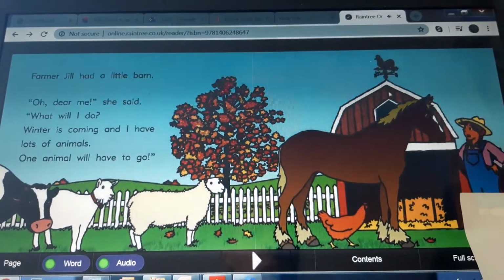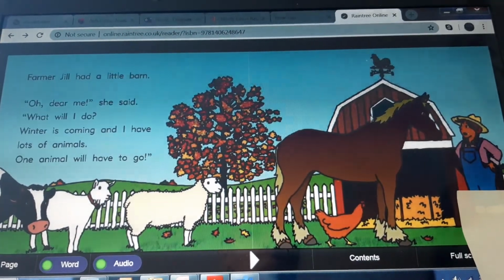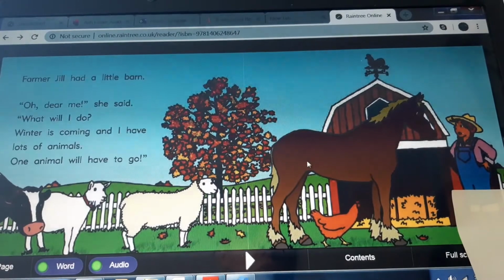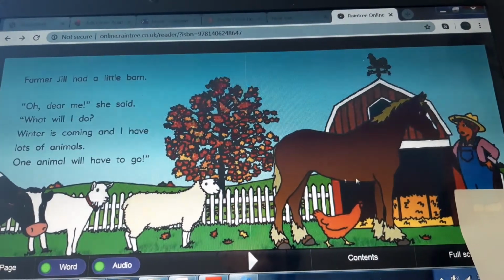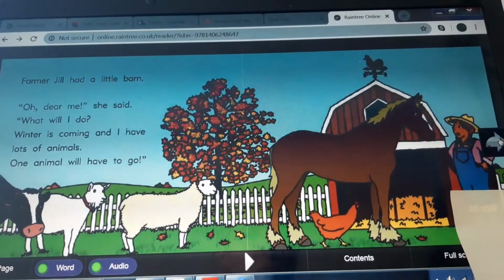Oh dear, there's the barn there. Oh, she's got some more animals. She's got a horse. She's got a cow. Wonder which one's going to go.